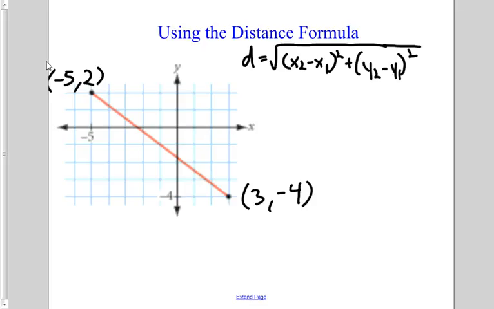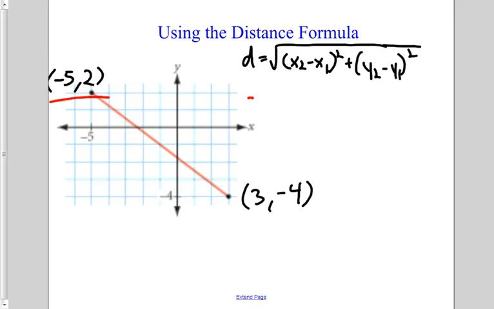So you could either declare this point as x1, y1, or you could declare this point as x1, y1. Whichever one you declare as x1, y1, you have to declare the other one as x2, y2. So we'll use -5, 2 as our x1, y1, and we'll use 3, -4 as x2, y2.